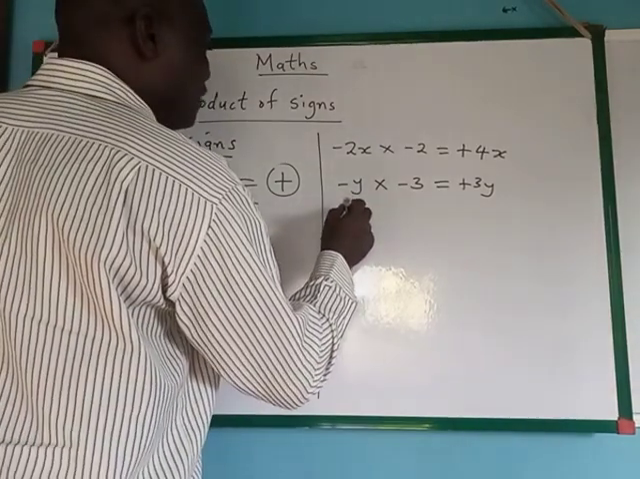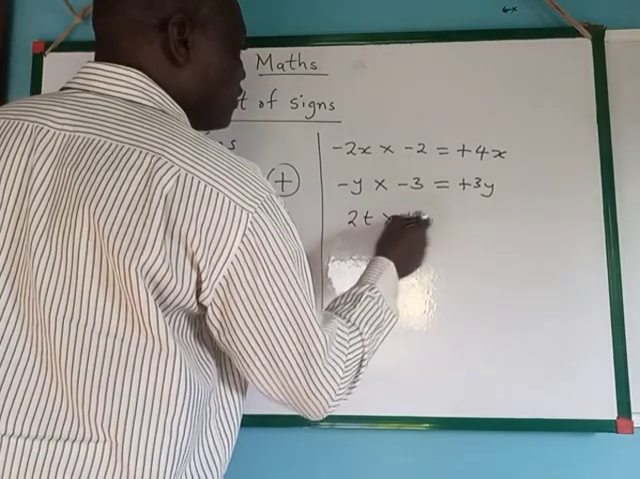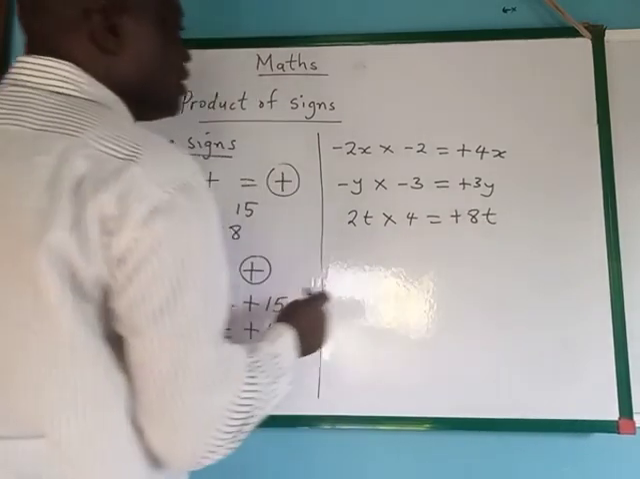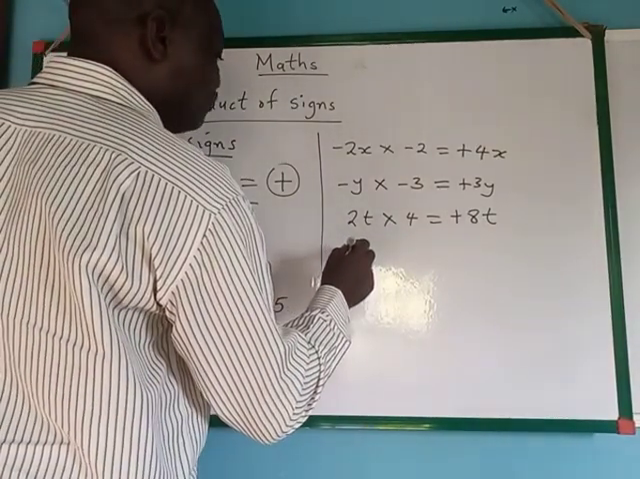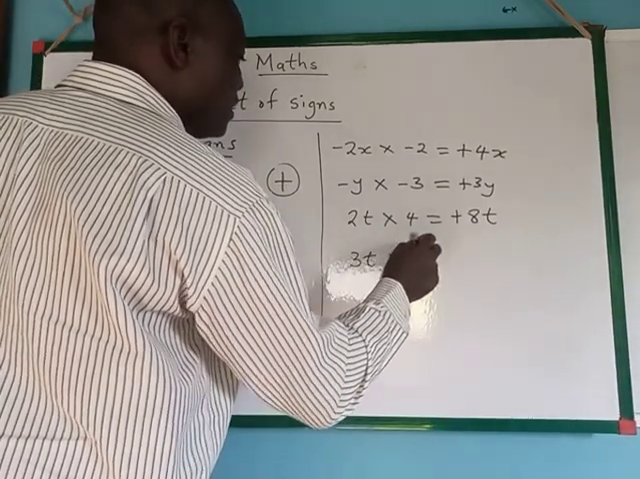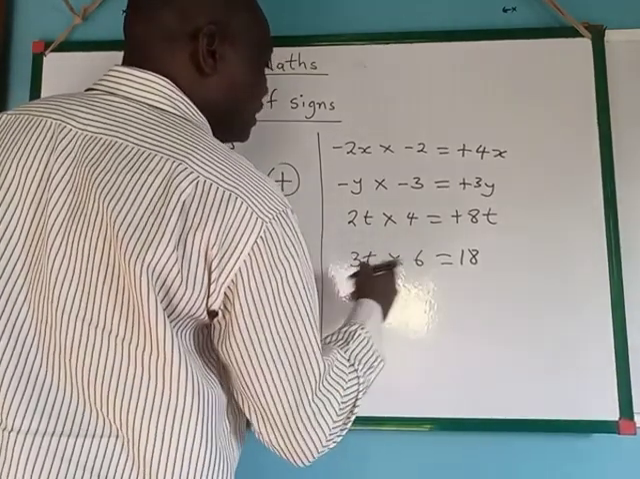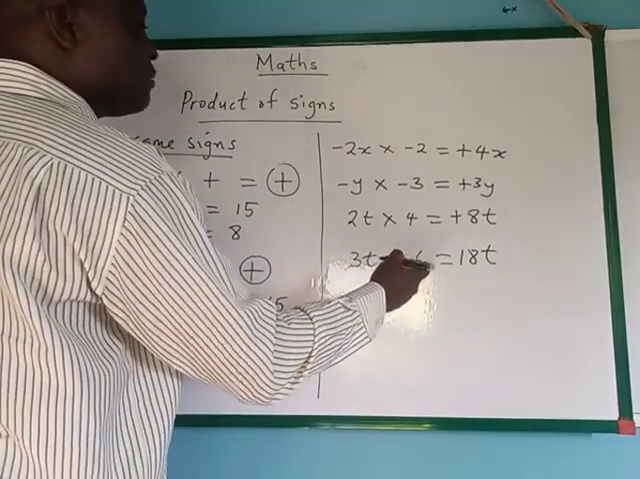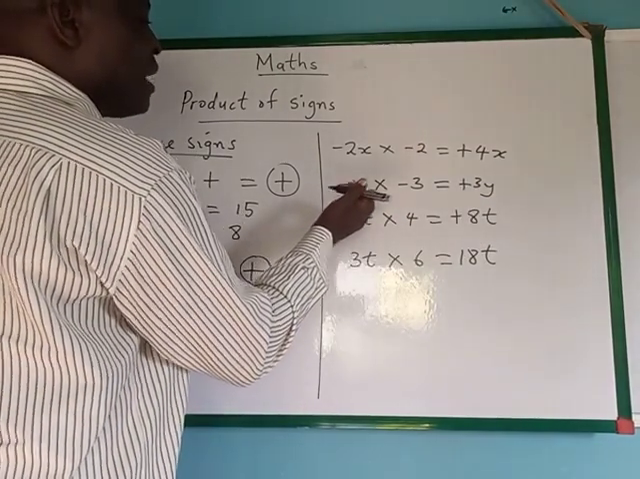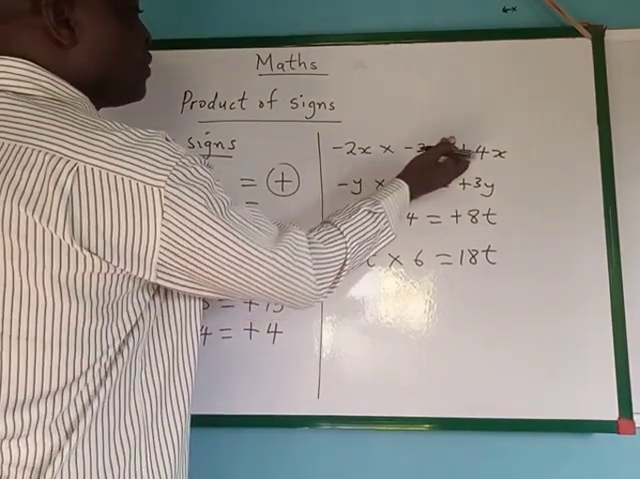If we also have, say, 2t times 4, this is positive, it becomes what? Plus 8t. If I also have 3t times 6, it becomes 3 times 6, 18t. So 3t times 6 becomes 18t. 2t times 4 becomes 8t. Minus y times minus 3 becomes plus 3y. Minus 2s times minus 2 becomes plus 4s.